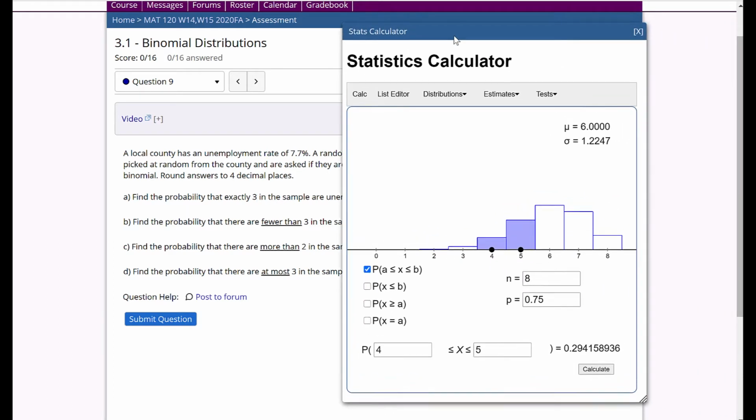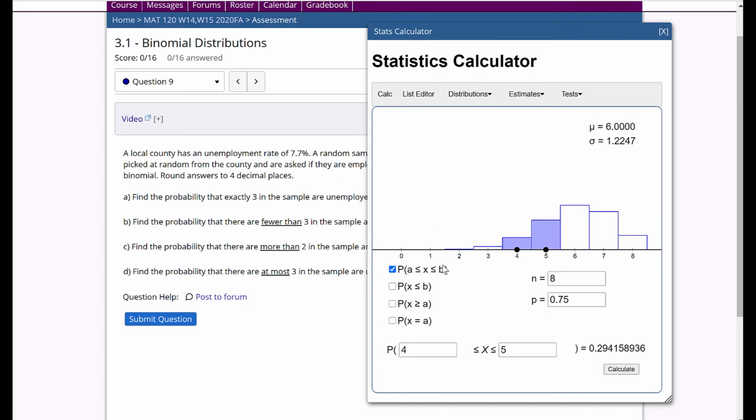First off, we have to change some settings in the binomial program here. The number of trials is not 8 in this case. We have 19 people selected, so we set that. Now, if you enter 19 and you press enter, it's not going to change anything. It doesn't change until you press calculate.